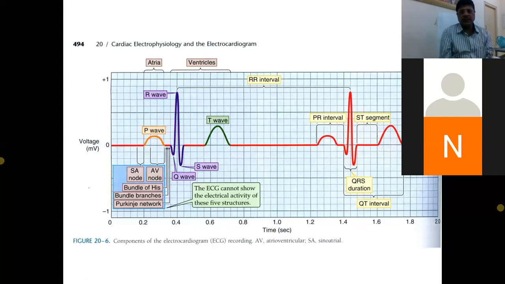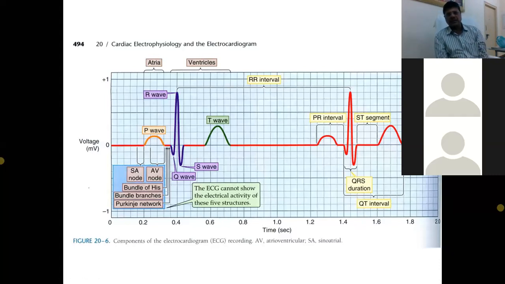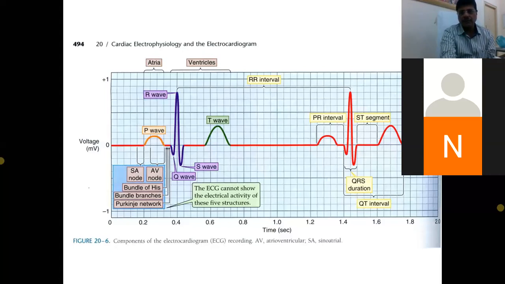He also says that the ECG cannot show the electrical activity of the SA node, AV node, bundle of His, bundle branches, and Purkinje fibers. Okay, and then he's showing the T wave. Then most importantly, on top, he's showing you the RR interval. Are you able to see that RR interval?